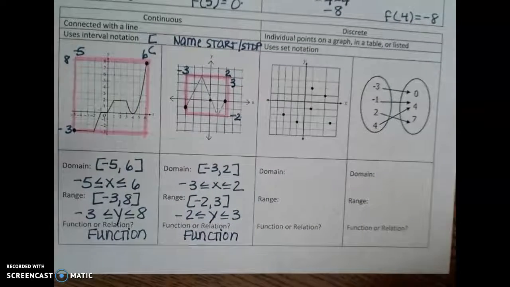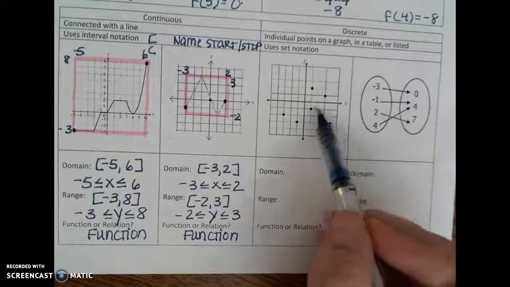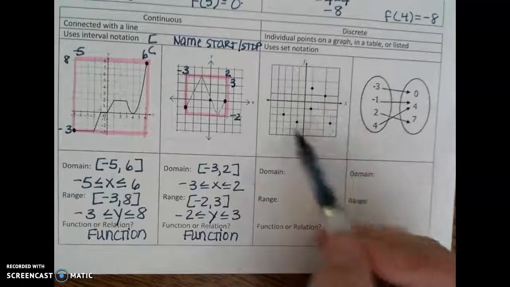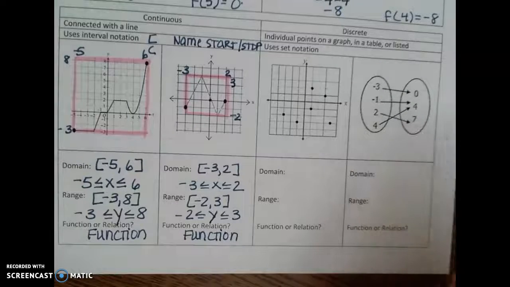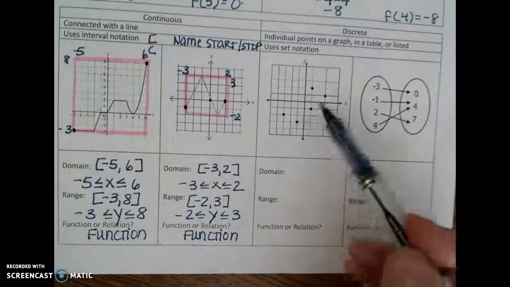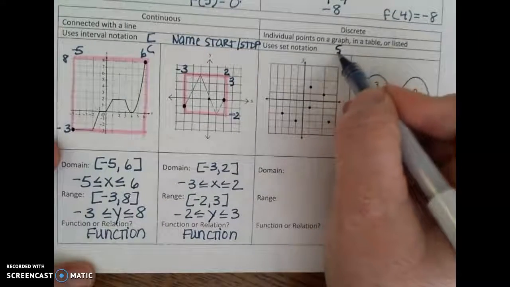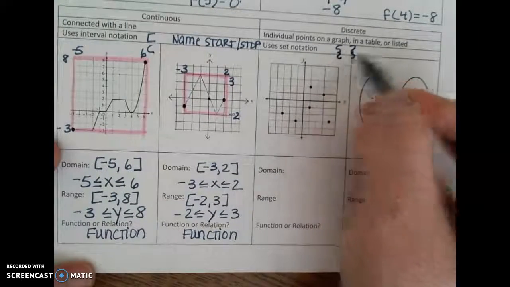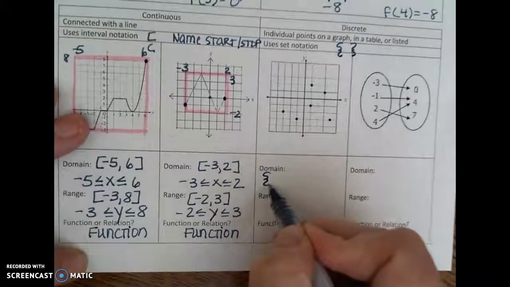So continuous, anything connected with a line is continuous. Discrete means you can see the individual points. These guys are not connected by a line, they are discrete. The mappings are discrete. The tables are discrete, okay? So that's when we're going to list. Here we can actually list all the individual domains and ranges. Remember, we use these fancy scrolls for set notation. So the domain is all the x values.